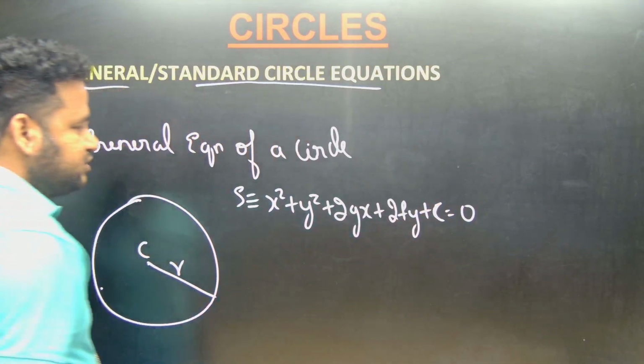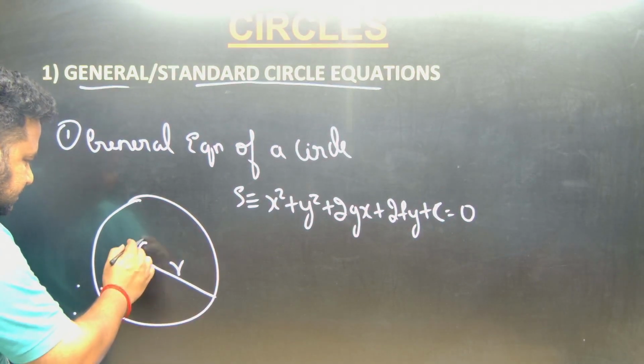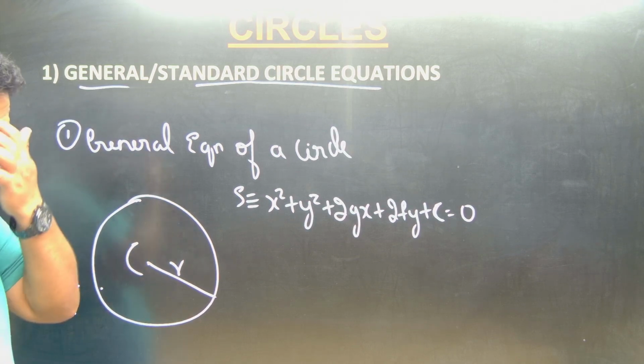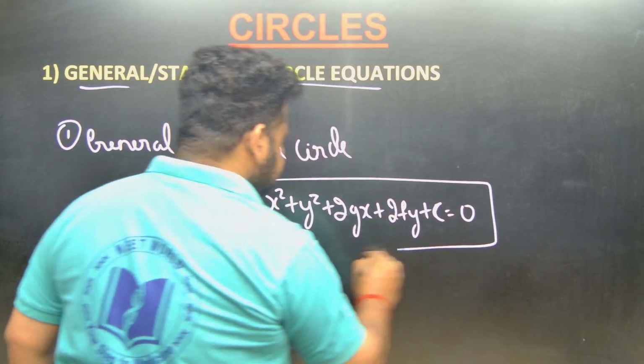This C is a constant. Here this C is not the center of the circle; the center I can write as a capital C. This capital C will be the center of the circle. Now I told you this is the general equation of the circle.